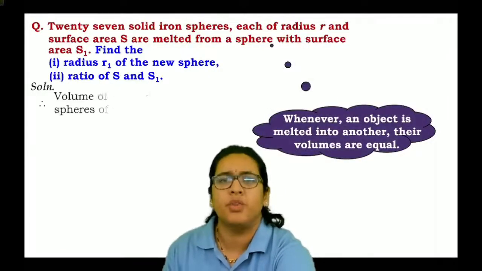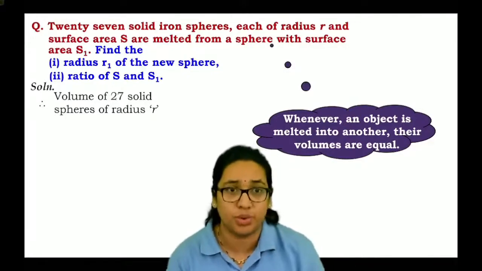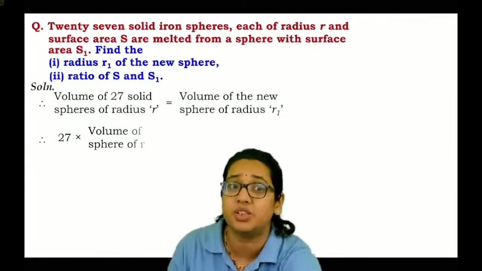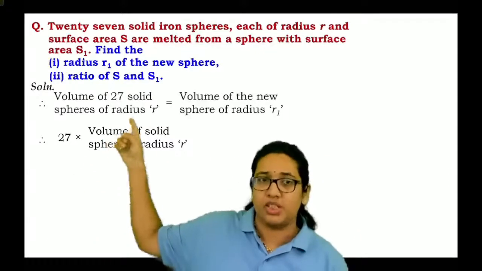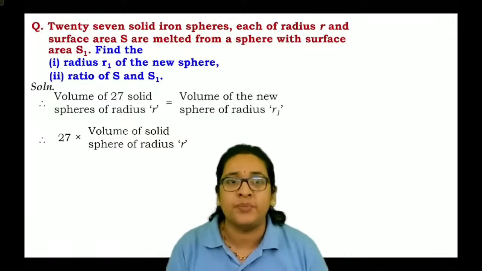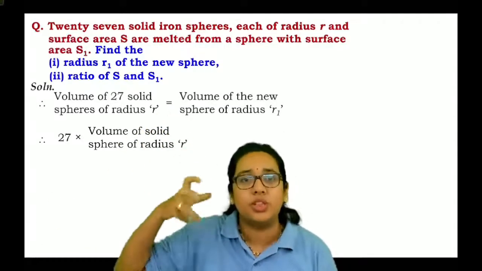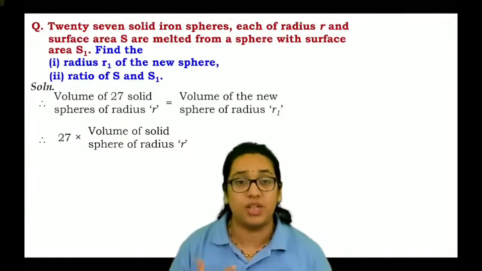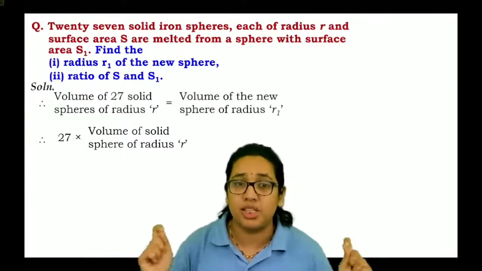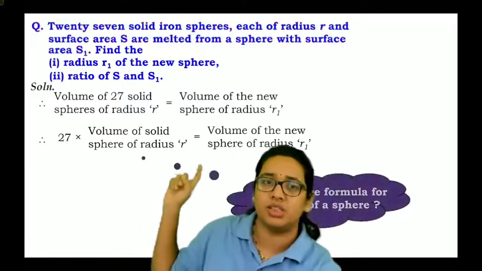Okay, see. Whenever an object is melted into another, obviously their volumes are equal. Volume तो same ही रहेगा both cases में. तो आप कंसीडर क्या कर सकते हो, वॉल्यूम ऑफ ए 27 सॉलिड स्फीयर्स ऑफ रेडियस r जो आप फॉर्म करने वाले थे इक्वल्स टू जो आप न्यू स्फीयर फॉर्म करने वाले हो ऑफ रेडियस r1. So volume of 27 solid spheres of radius r is same as volume of a new sphere of radius r1. We know that if we are talking about spheres, then obviously for volume या फिर surface area, that formula is based on radius only, right? So in this case, 27 into this is equal to r1.